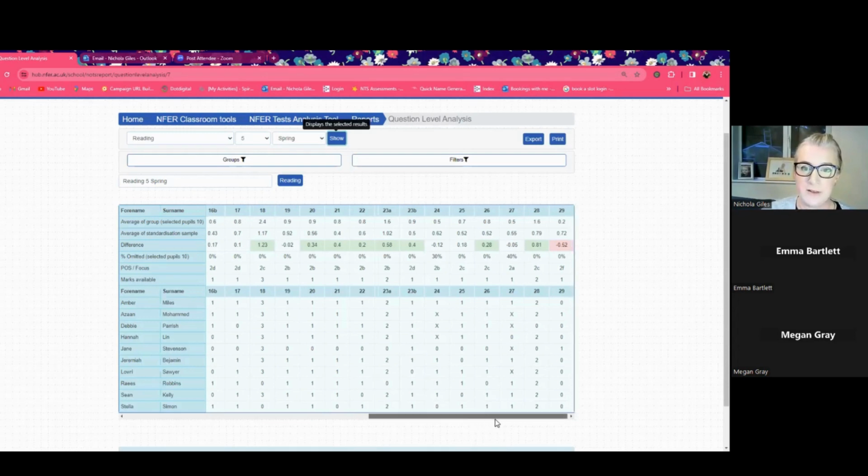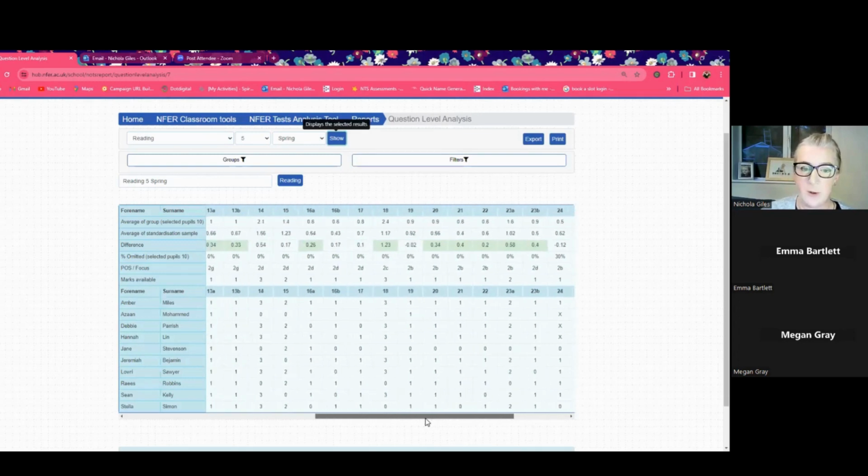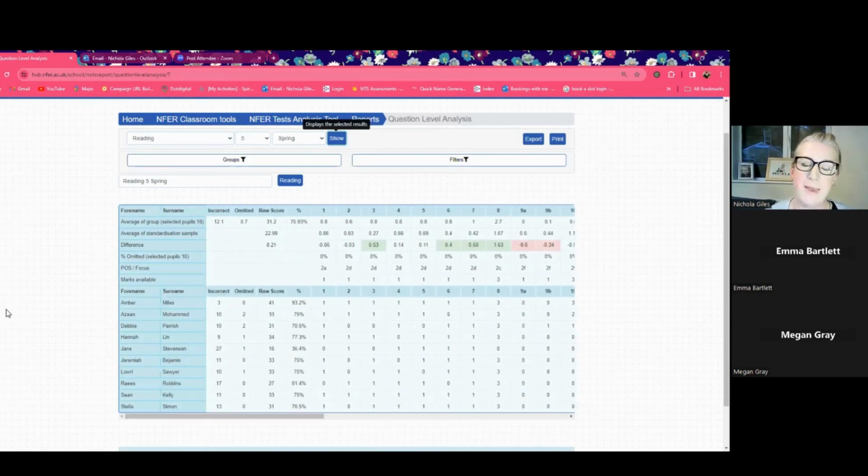And again, here you can see those areas, the red areas, where they're not doing as well as that standardized. And remember, it is a big comparison. So it's not just your pupils compared to your pupils, it's a much bigger sample to compare.